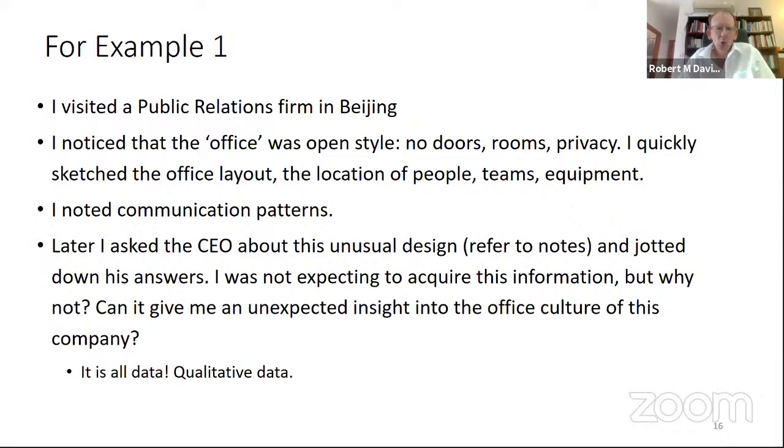I asked the CEO, why did you design the office like this? Do people like this? And he said, well, the ones who like it, they stay, and the ones who don't like it, they resign. They can't cope. But the reason he did it is he wants to have an open culture. He doesn't want people to be locked in offices as individuals or groups. He wants to break things up.